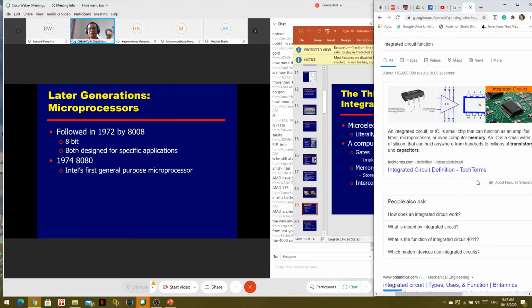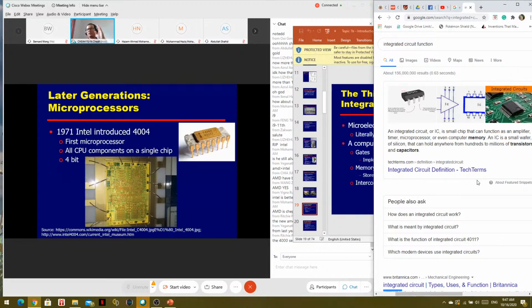Then it moved into 8 bits. So you can imagine, if it's just a 4-bit machine, one word is only 4 bits, which means the largest number it can store for each word is 2 to the power of 4.